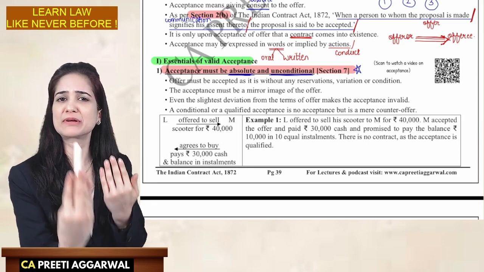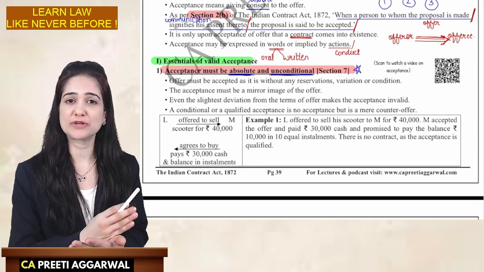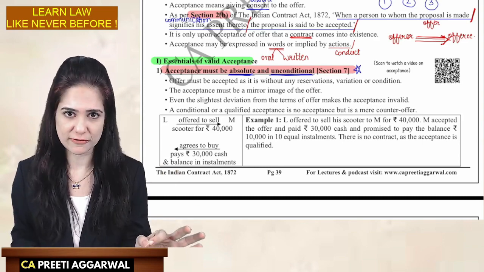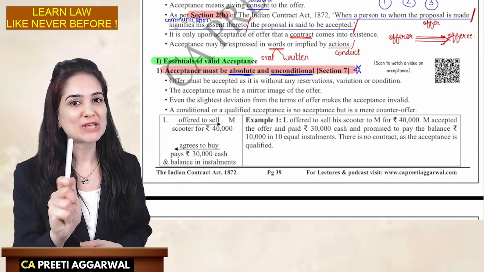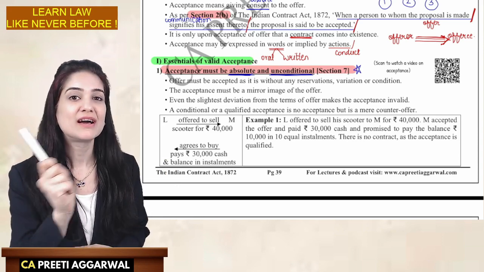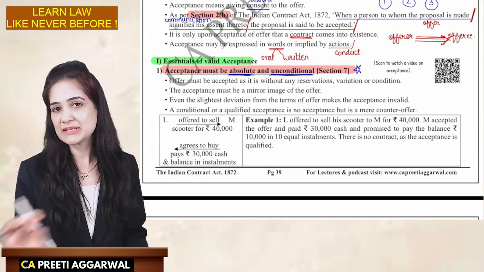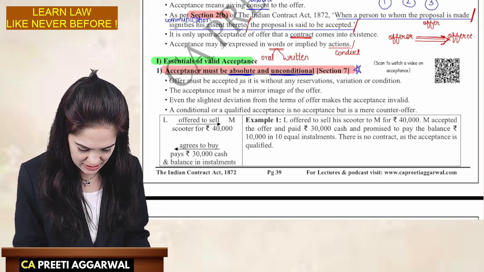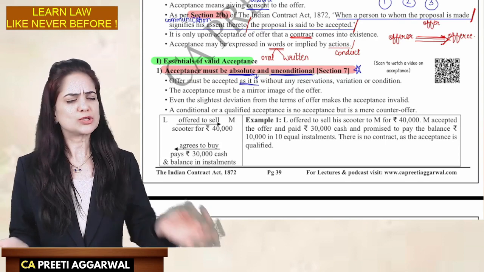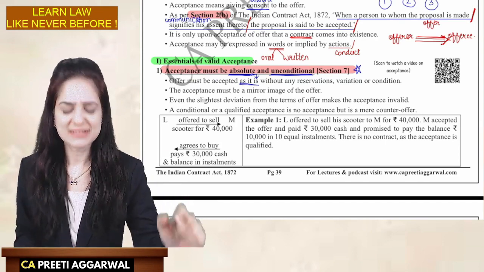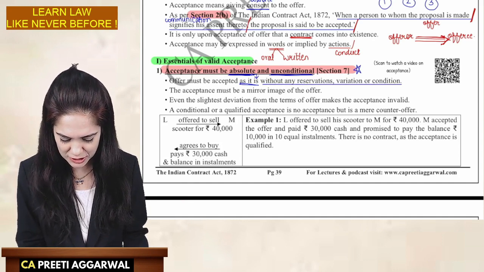It means the acceptance must be given as it is, without making any change, modification, variation in the terms of offer. If we make changes in the terms of offer, that is not acceptance. In fact, it's a counter offer. Okay. Offer must be accepted as it is. As it is is my keyword, because that is the meaning of the word absolute. So acceptance must be given as it is, without any reservation, variation, condition.